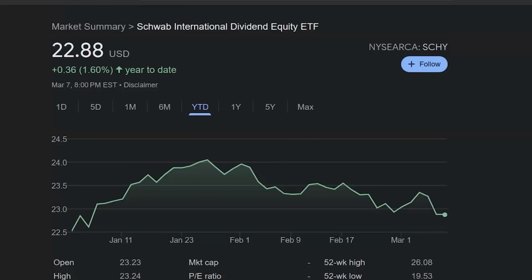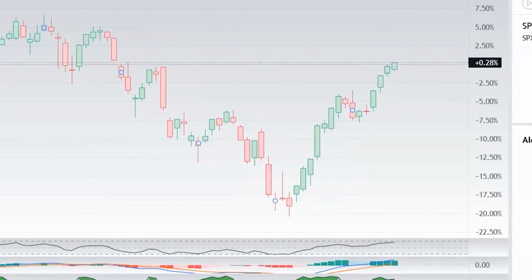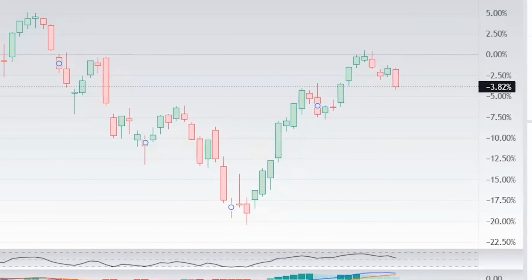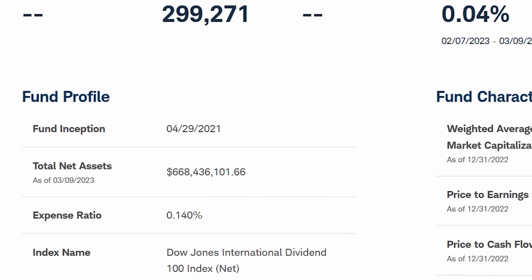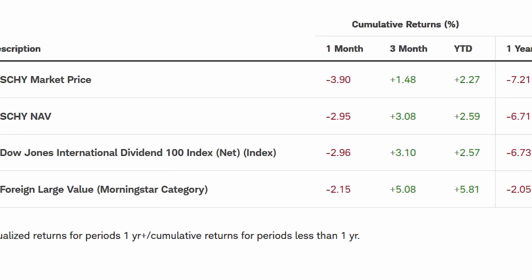So SCHY is the Schwab International Dividend Equity ETF. And since its inception back in 2021, this ETF is down around 4.4%. Okay, so this is a newer ETF. It's not up that much, but one of the interesting things about this ETF is that it's just like SCHD. It's kind of like if SCHD had a twin, but that twin happened to be French. Sacre-bleu. And this is actually because SCHY only invests in international stocks, but it acts just like SCHD.